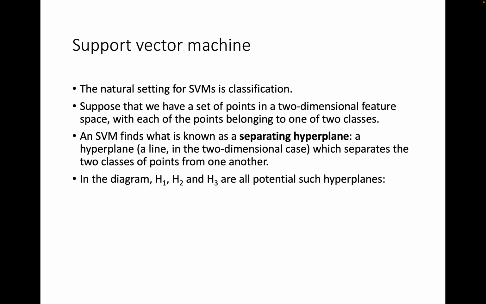The blank slide. Support vector machine. The natural setting for a support vector machine is classification. Natural setting means, the natural setting for a support vector machine. Okay. Support vector machines are classifiers, so the natural thing for it to do is classify.